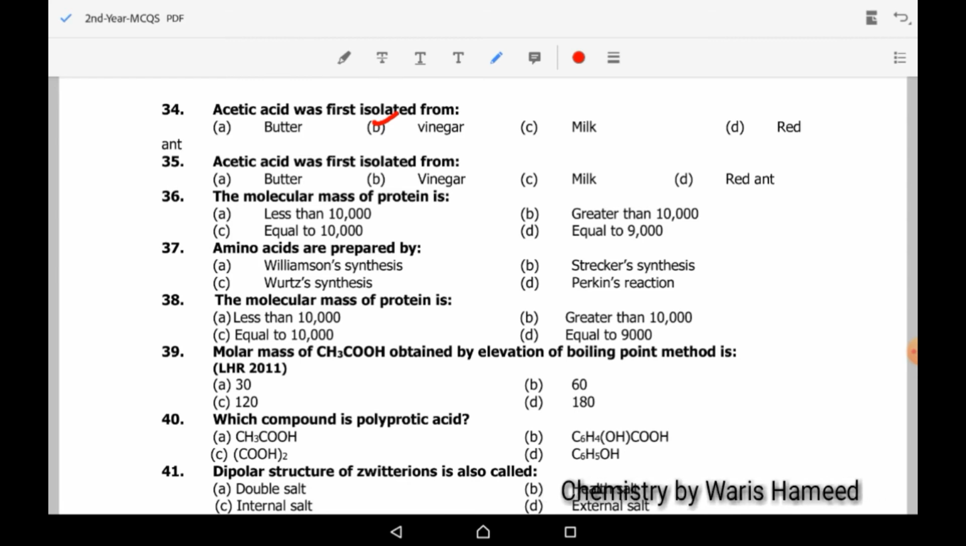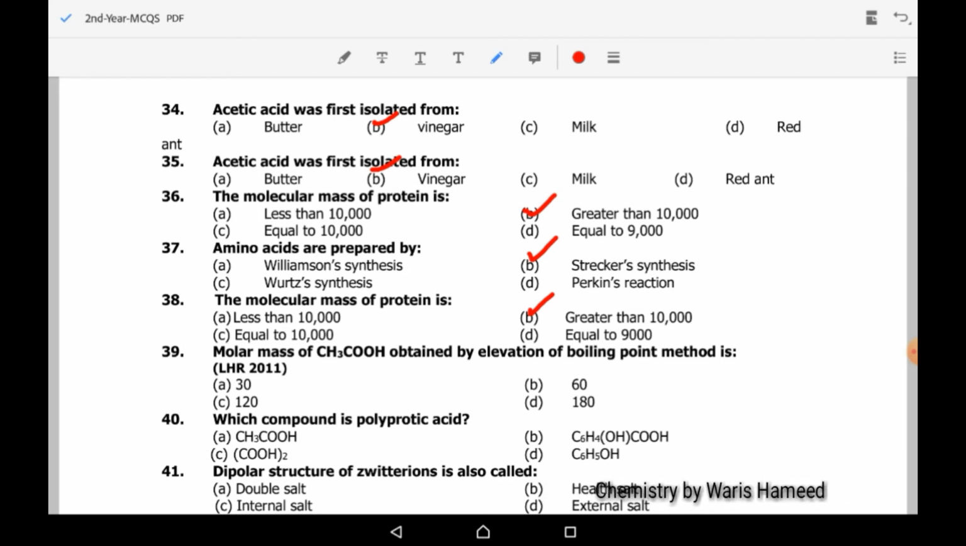Acetic acid was first isolated from, again repetition of MCQs. The molecular mass of protein is greater than 10,000. Amino acids are prepared by. Its method is Strecker's synthesis. In Strecker's synthesis, we react aldehyde with ammonia, then its product is treated with cyanide, then there will be the formation of amino acids. Its correct option is Strecker's synthesis.